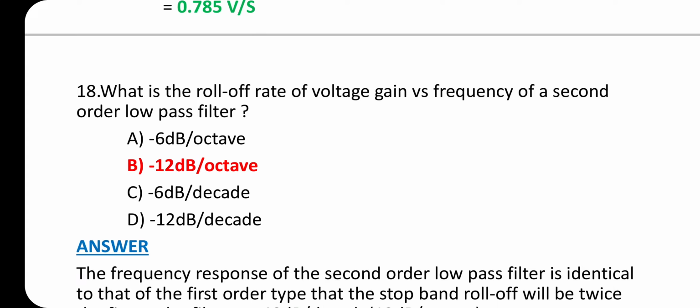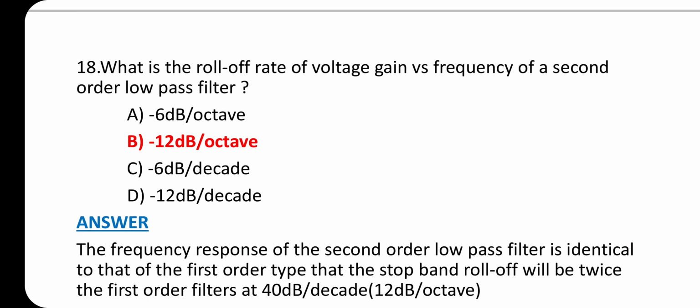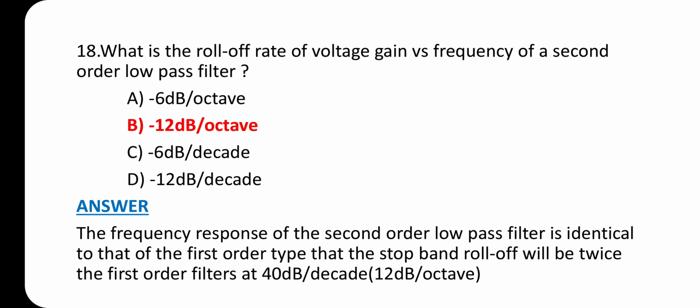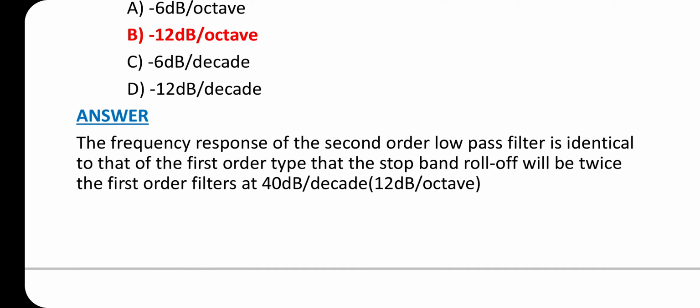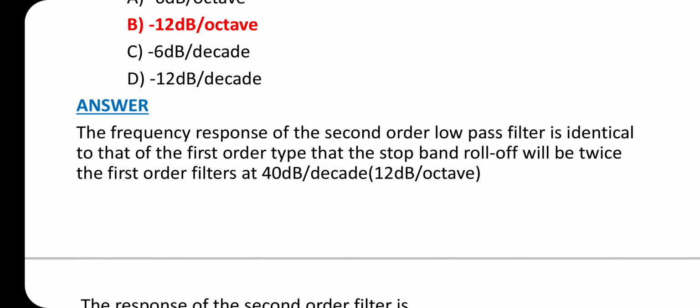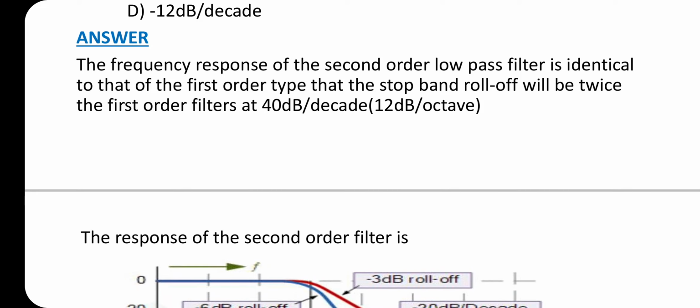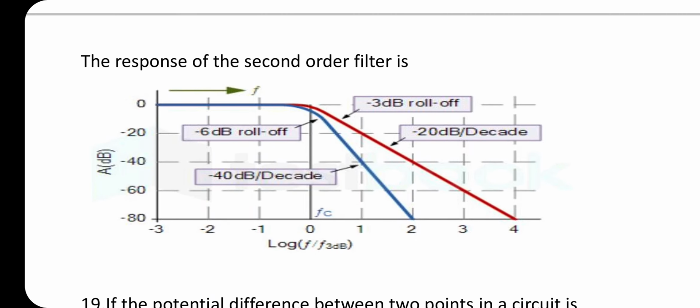Question number 18. What is the rate of voltage gain versus frequency of a second order low pass filter? Answer is option B, minus 12 dB per octave. The frequency response of the second order low pass filter is identical to that of the first order type, except that the stop band roll off will be twice the first order filter's, at 40 dB per decade or 12 dB per octave. This is the response of the second order filter.